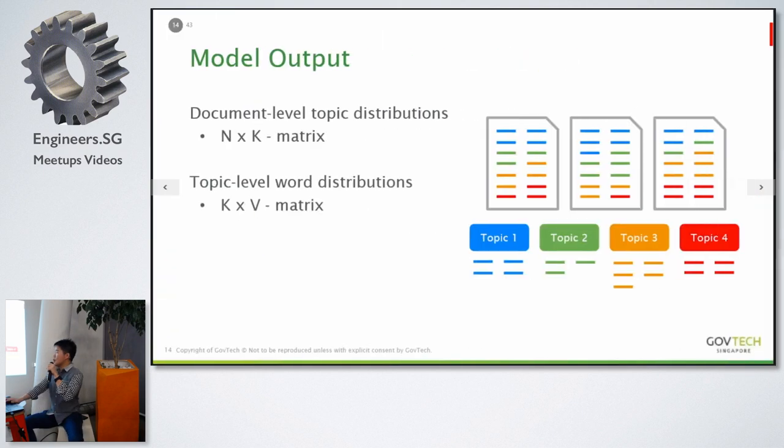So the bottom output, for each document, you get a distribution across topics. So it's an N by K matrix. N will be the number of documents, and K will be the number of topics that you set. And then additionally, there's another output, which is the topic level word distribution, the probability distribution of the words across each topic. So the dimension is K by V. V will be the size of the vocabulary.